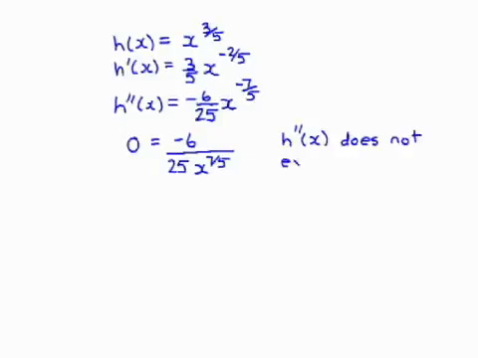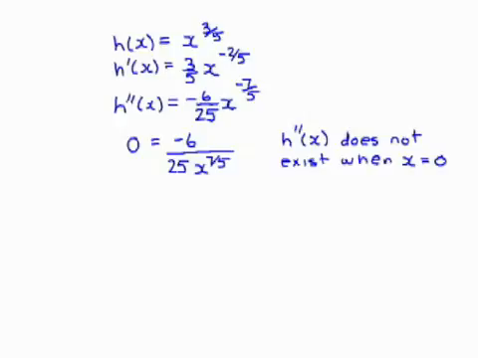However, h double prime of x does not exist when x is equal to 0. Because remember, for points of inflection, either the second derivative is equal to 0 or the second derivative at that potential point of inflection does not exist. So we're dealing with the latter case.